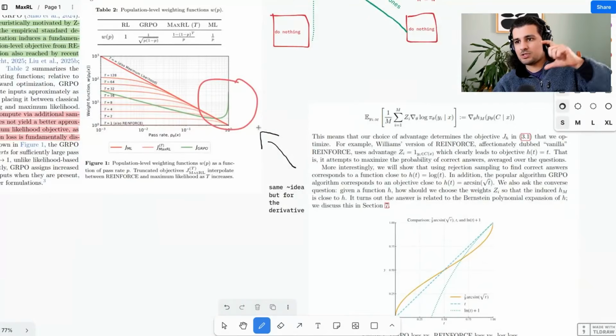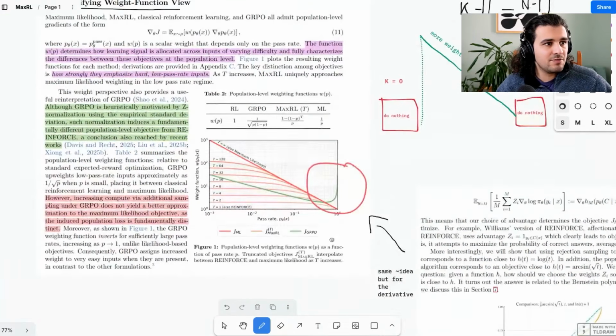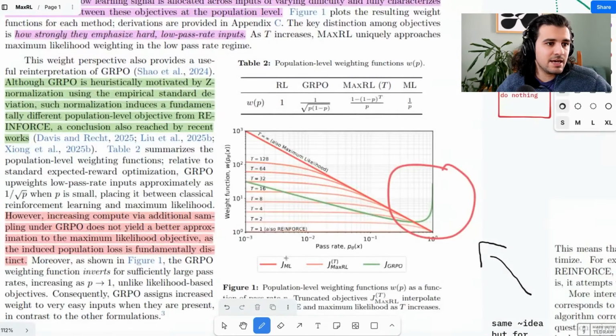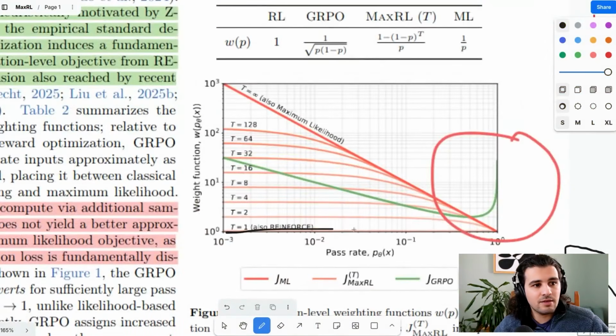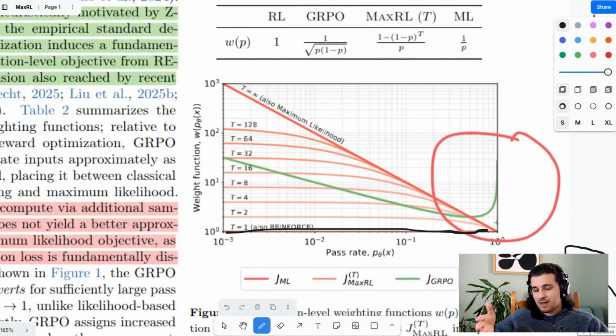And this section 5 is kind of the same as the other paper that I showed, where there's a weighting function on the probability of the positive outcomes. It's the same idea as this plot, but for the derivative. What we're seeing here is the pass rate, and all of the different algorithms that you can think of as a weighting function. The weighting function for REINFORCE is 1. Every one of them, no matter the difficulty or the probability of the pass rate, is 1. So even if you have a difficult question, you're going to give it a weight of 1. There's no difference whatsoever.